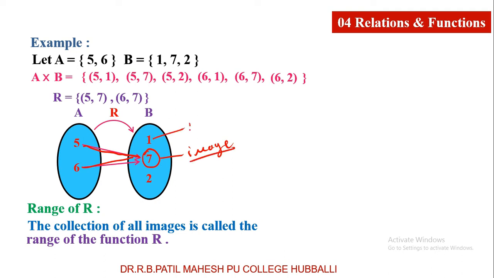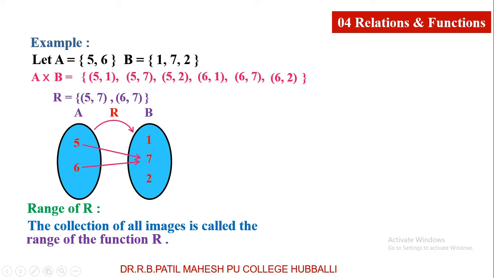1 is not an image. Why is it not an image? Because 1 is not the image of any element of the set A. This 2 is also not an image. Why is it not an image? Even 2 is not related to any element of the set A. Hence, an image should be related to an element from the set A. So the range of the function is the collection of all images.